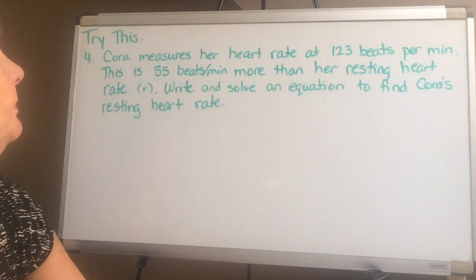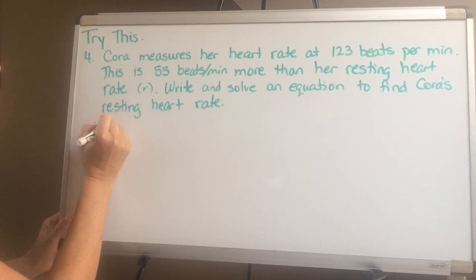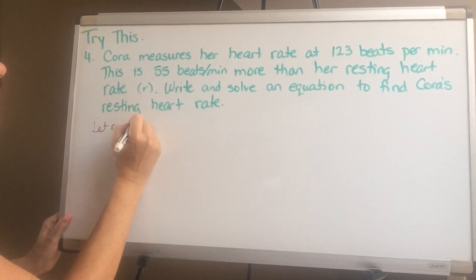Okay, let's try one. Cora measures her heart rate at 123 beats per minute. This is 55 beats more than her resting heart rate, which is R. Write and solve an equation to find Cora's resting heart rate. So again, let R equal resting heart rate.